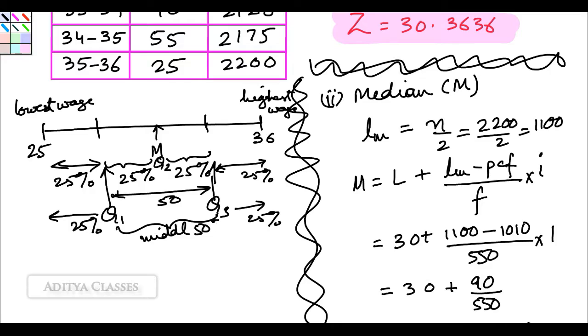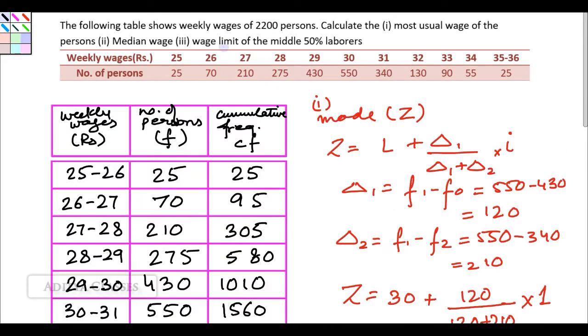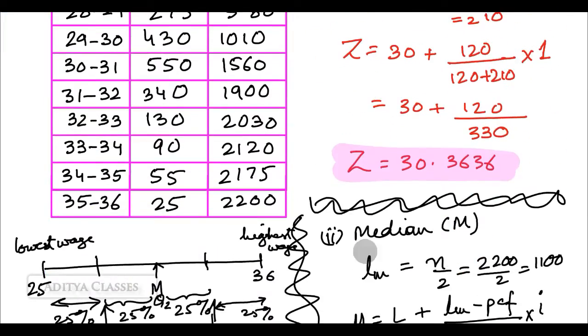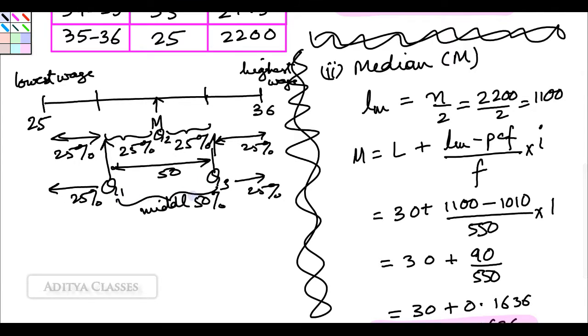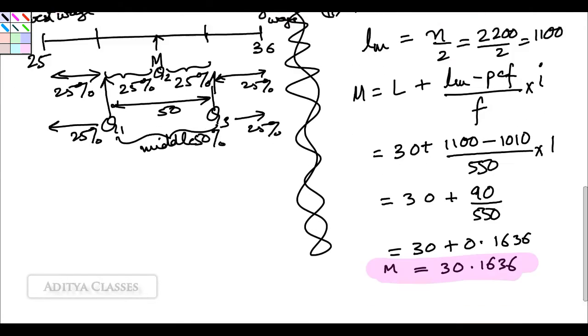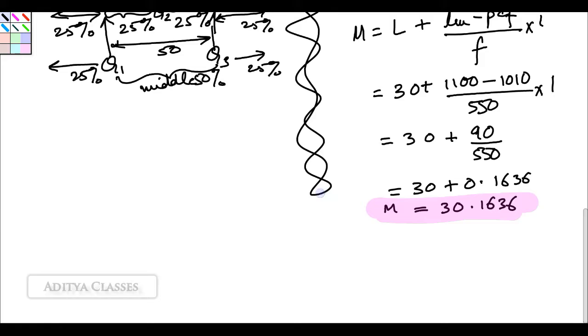Middle 50%. This is what they are asking, middle 50% laborers. So I need to find out Q1 and Q3, that will give me middle 50%. Let us go ahead and find it out. Q1 to Q3, that should give us middle 50%. Let us find out. We'll change the color.